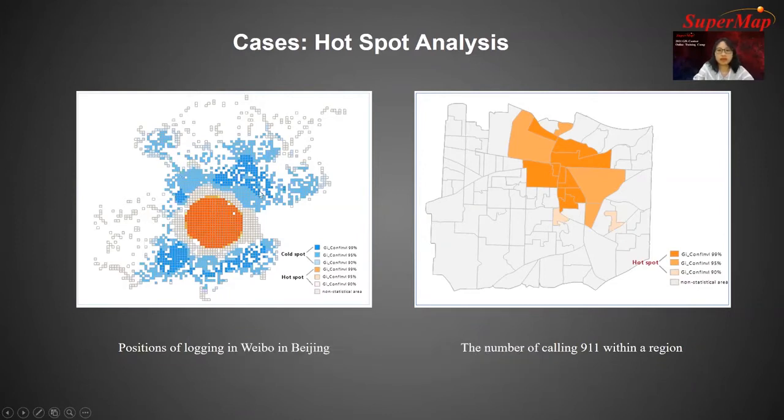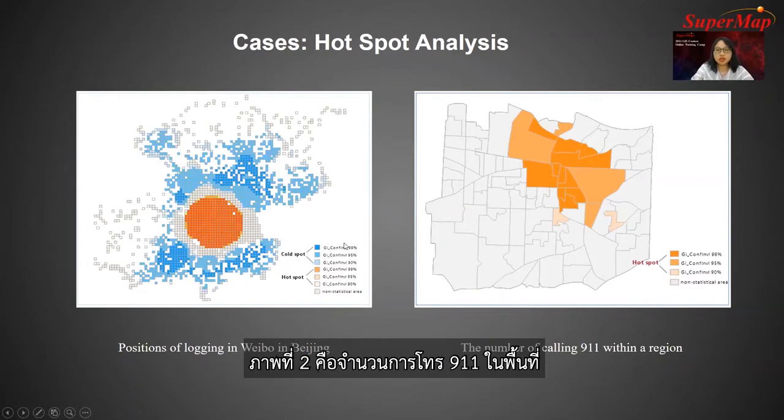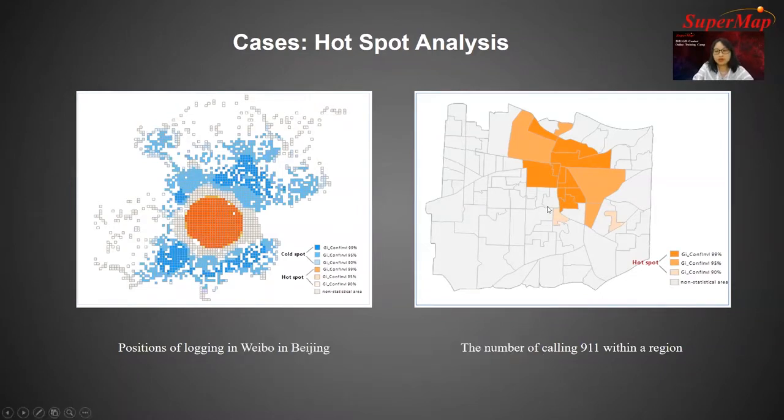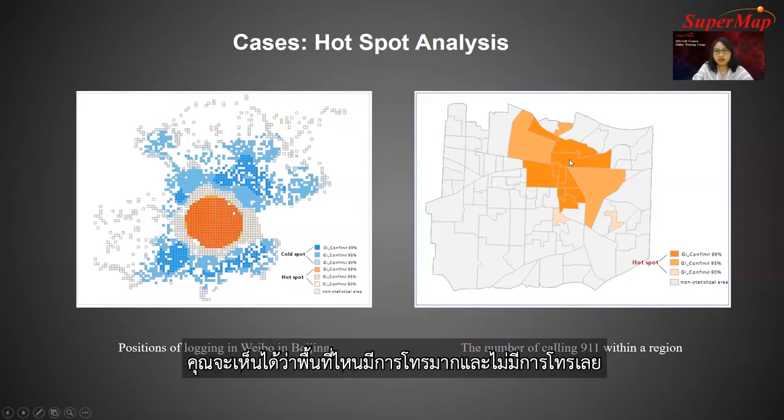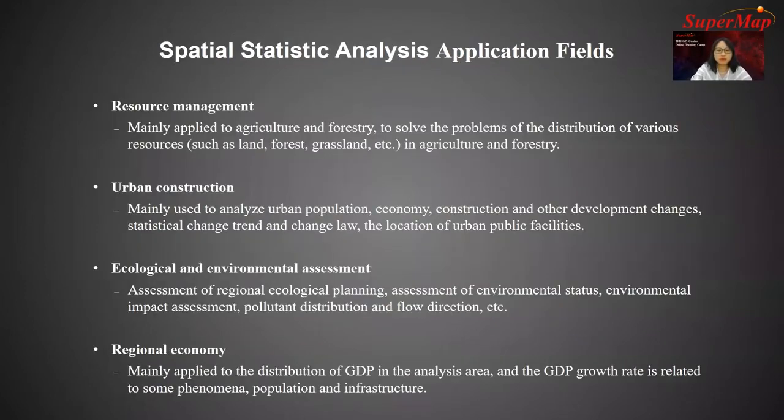Beijing. And the second example is the number of calls to 911 within a region. Here we can see which areas are hotspots and which areas have no one calling 911.